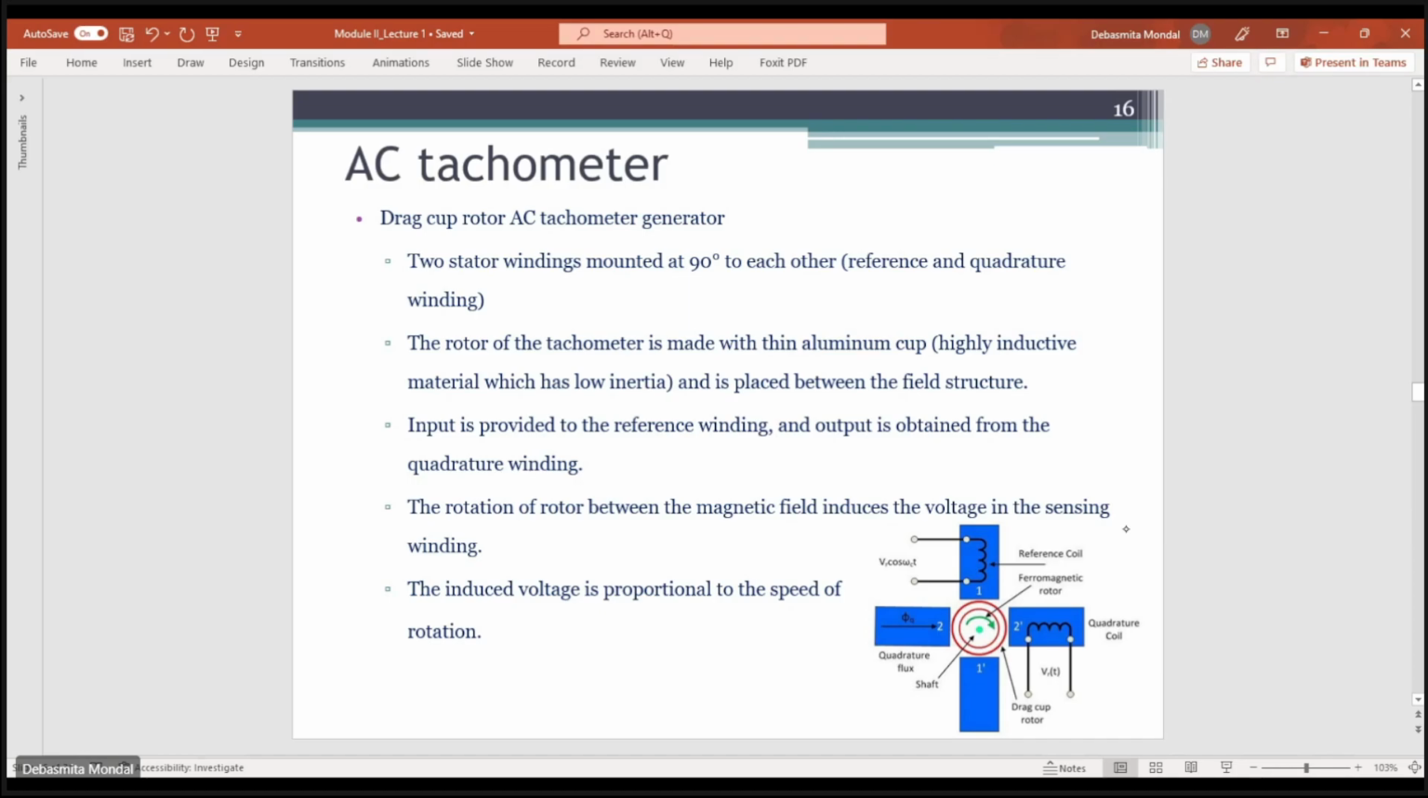So there are two reference coils and two quadrature coils, and the rotor is present in between the coils. Now, in the case of this drag cup rotor, the rotor of this tachometer is made of a very thin aluminum cup, placed in between the field structure. The input voltage is applied at the reference coil and the output is measured from the quadrature coil. So this reference coil is your primary coil, and the quadrature coil is your secondary coil.